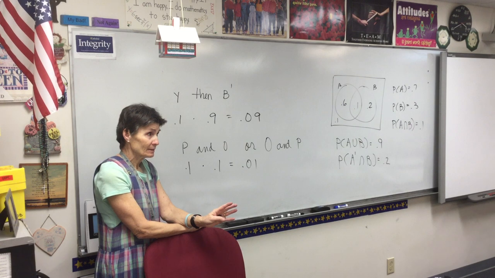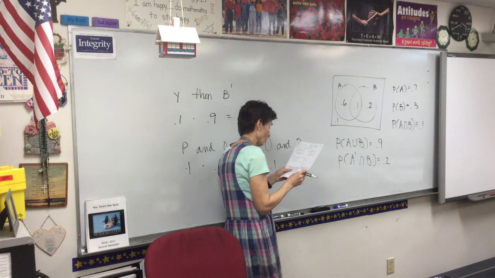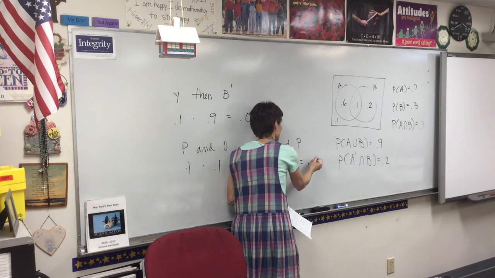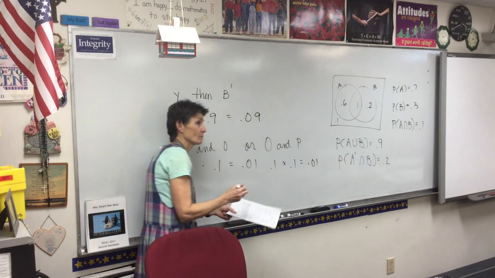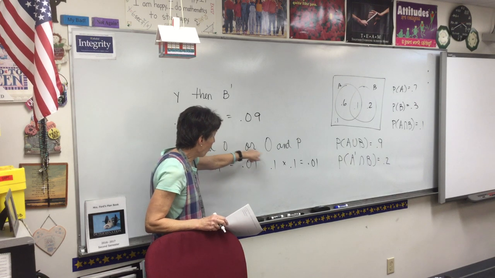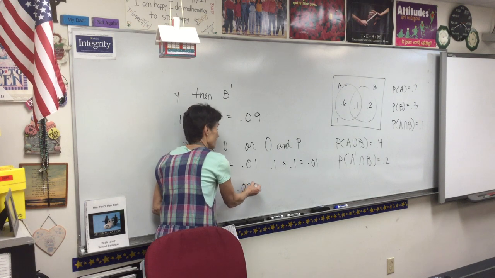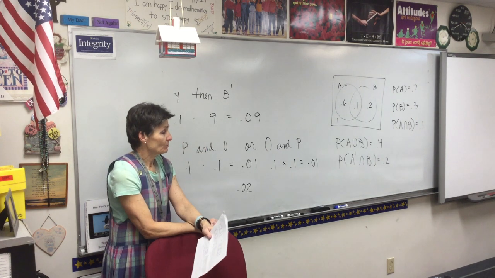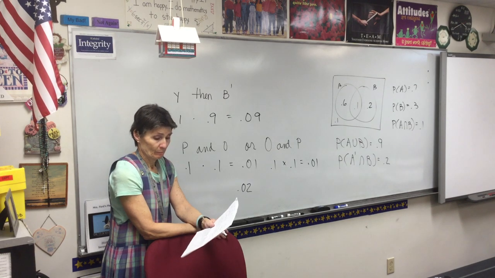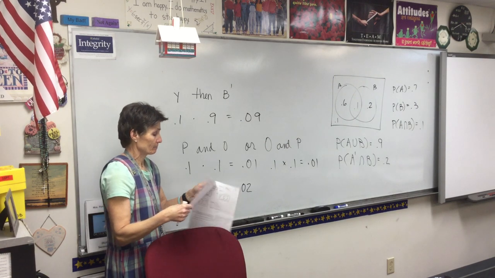Everybody see that? Yes. Okay, so now I want orange out of the first bag. That's 0.1. And pink out of the second bag. That's 0.1. So that's another 0.01. So since it could be this one or that one, I'll add them. So the answer is 0.02. Everybody got that? That's a little tricky. You have to be paying attention.